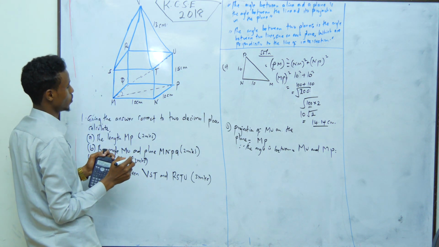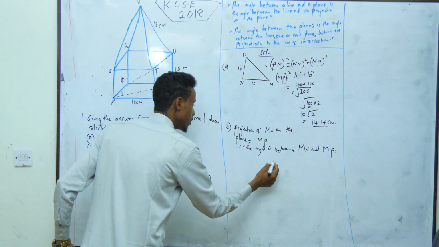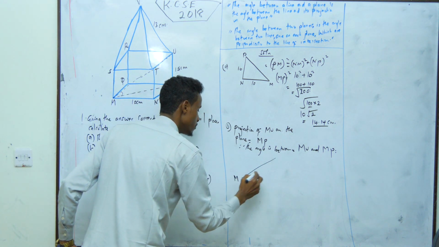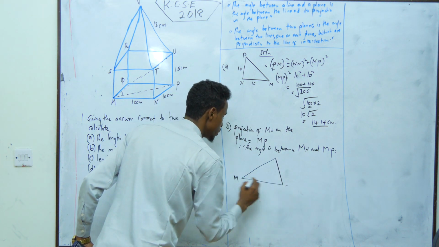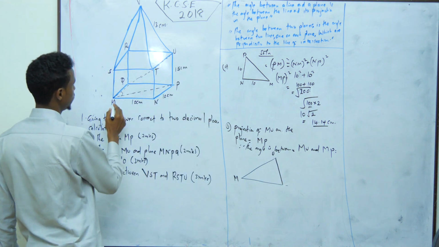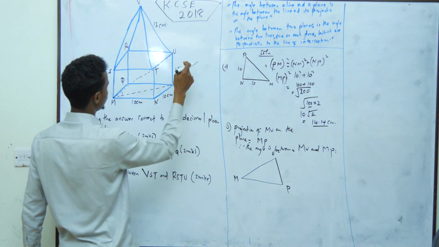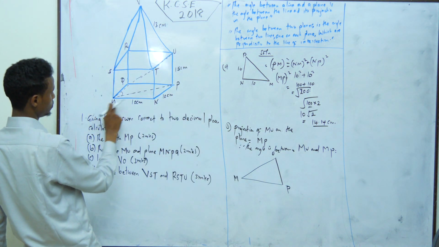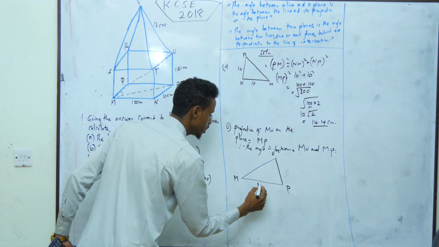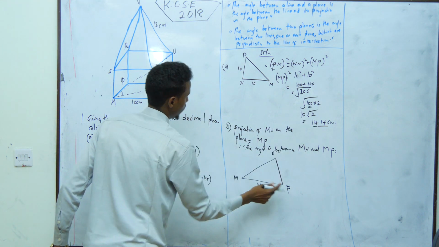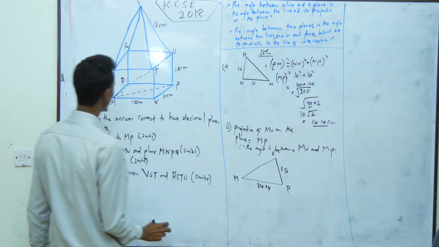Now let's take out that triangle. This is MU and this is MP. We have MP and PU. MP we have 14.14, we got that. PU we have 15. Good. Now we want to get this angle.